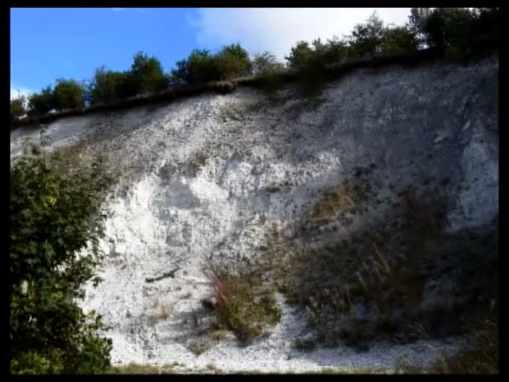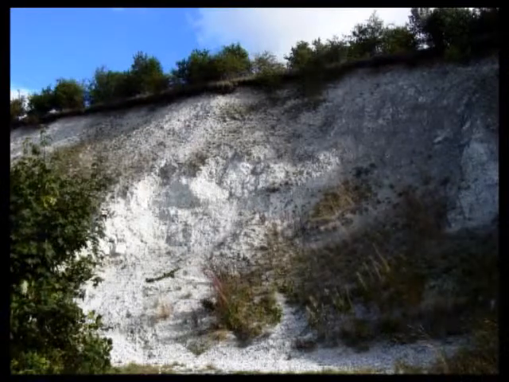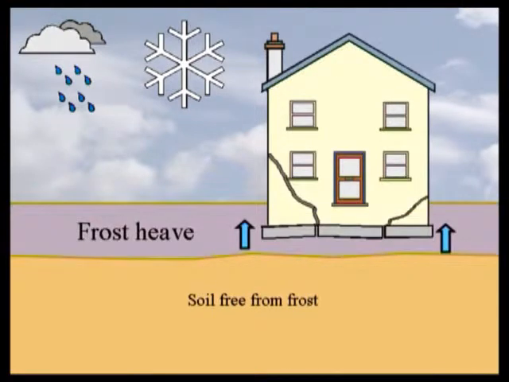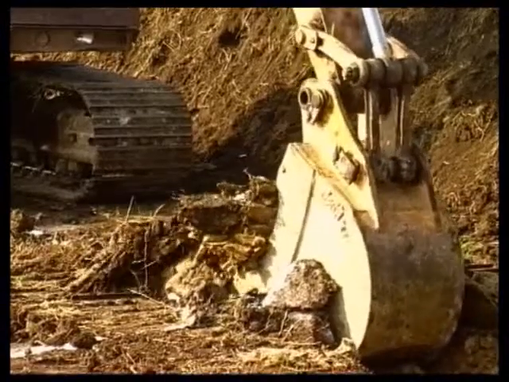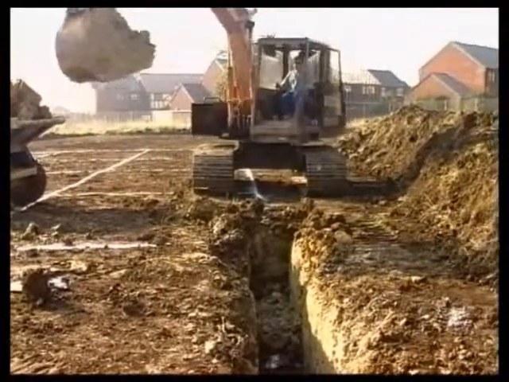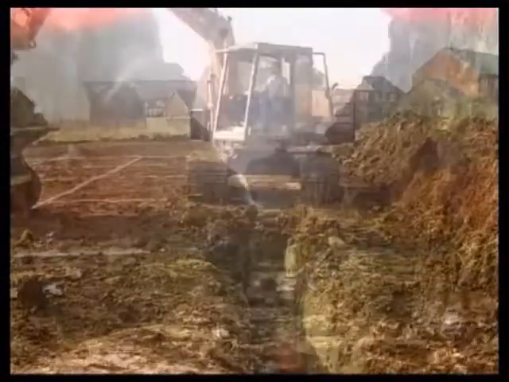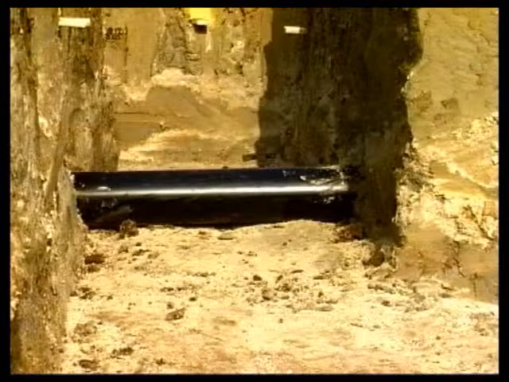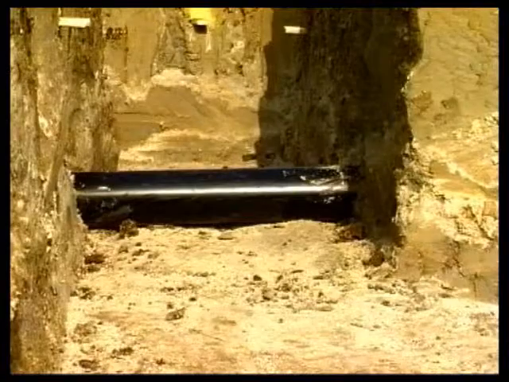Some chalks and fine sands are subject to frost heave. In wet, freezing conditions, the ground near the surface expands. In these soils, the foundation should therefore be at least 600 millimetres deep. Once the trenches have been dug, they should be concreted as soon as possible. Open trenches are dangerous, and there's always the risk of the sides falling in. Short pieces of pipe provide a duct to carry services across the trench.